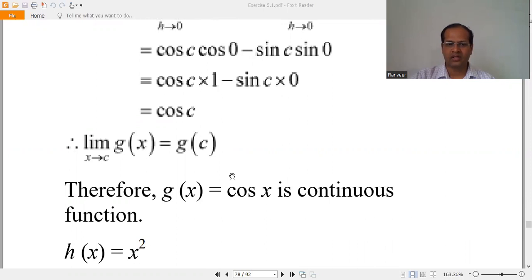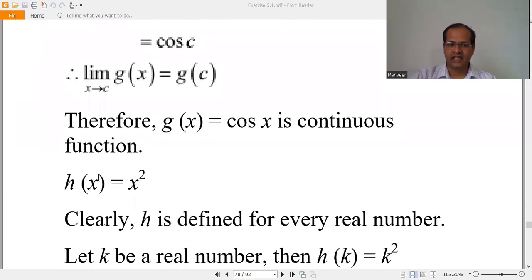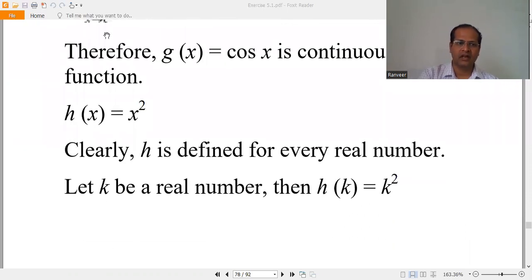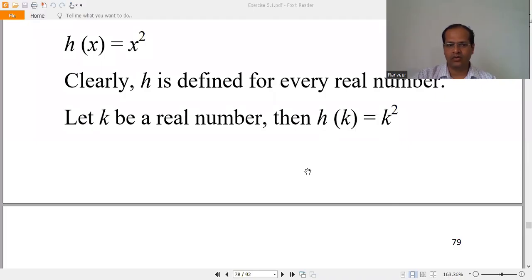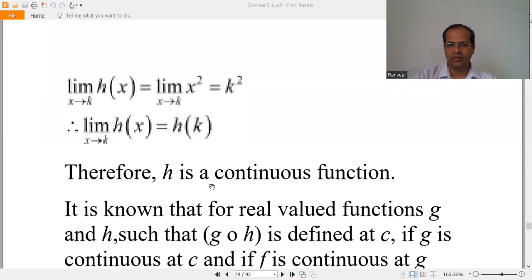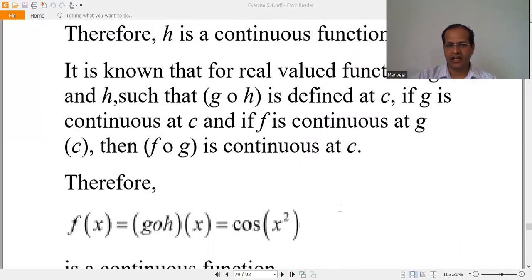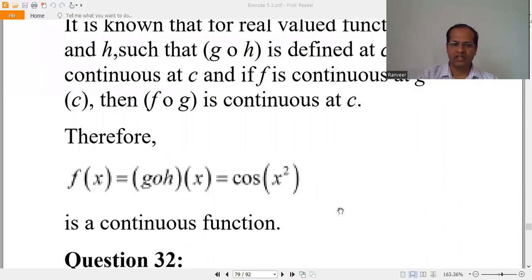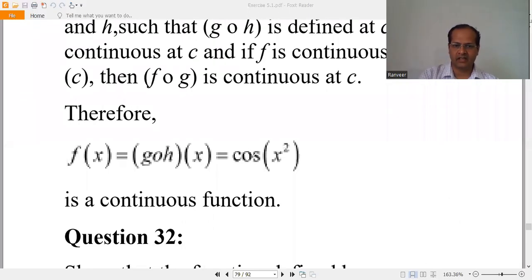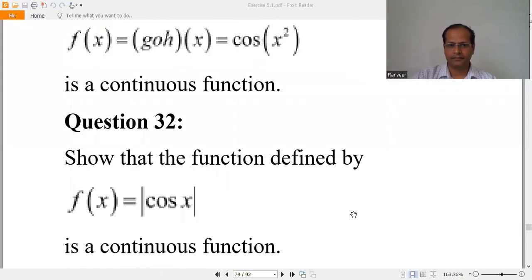And already we know this is a continuous function. Same way we have to prove h is also a continuous function. So both functions we have to prove are continuous. For that h(k) equal to k square, and same way we prove h is also a continuous function. So it is crystal clear g o h is continuous at x equal to c. So g o h(x), that is cos x square, is a continuous function. In this way we can prove.